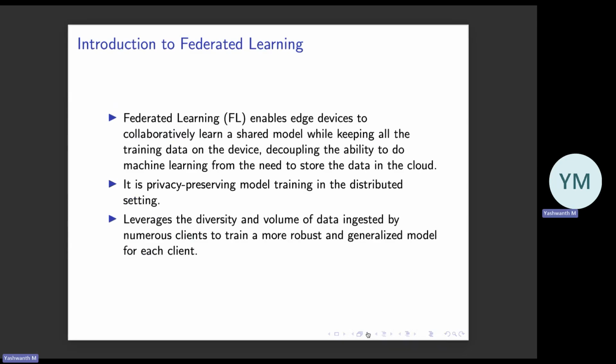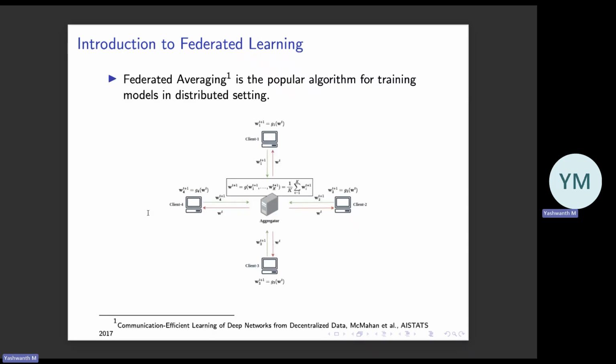Federated learning is a machine learning paradigm that enables edge devices to collaboratively train a shared model while keeping all the training data on the device. This decouples the ability to do machine learning from the need to store the data in the cloud. It's privacy-preserving model training in a distributed setting. It leverages the diversity of the data across the clients to train a more robust and generalized model.